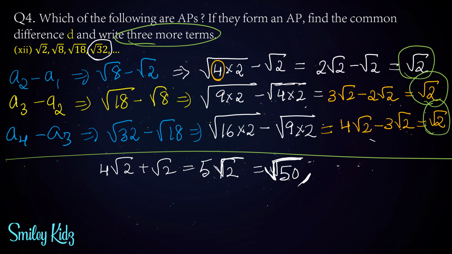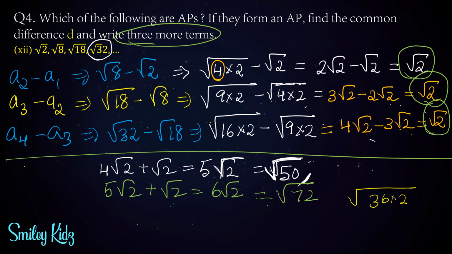Then 5 root 2 plus root 2 will give you 6 root 2, which is nothing but root of 72. I hope this is clear, right? Which is basically root of 36 into 2, and root of 36 is nothing but 6. Then we have 6 root 2. But initially it's going to be root of 72.